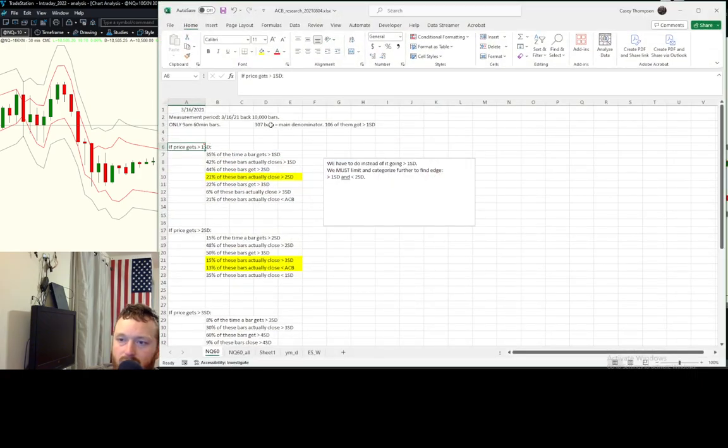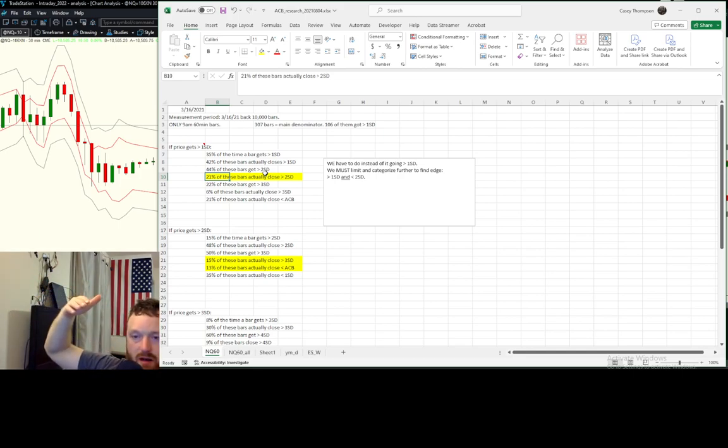Granted, it's only about 307 samples. I mean, that's a good study. That's a really good study. That's enough data. So yeah, 80% of the bars, look, they're not going to close there.